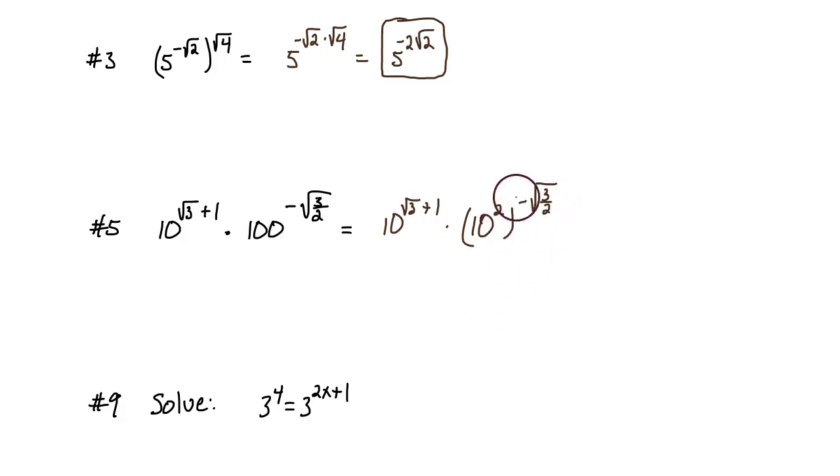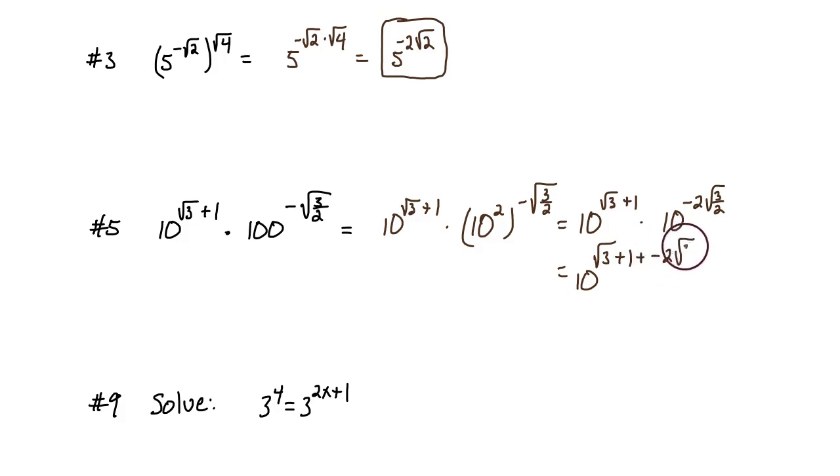Then use the rule about multiplying these powers together. This makes 10 to the square root of 3 plus 1 times 10 to the negative 2 square root of 3 halves. Now that we have our expression written with the same base, we can use the rule about adding exponents. Write the base of 10 and add together the two exponents, the square root of 3 plus 1 plus negative 2 square root of 3 over 2.